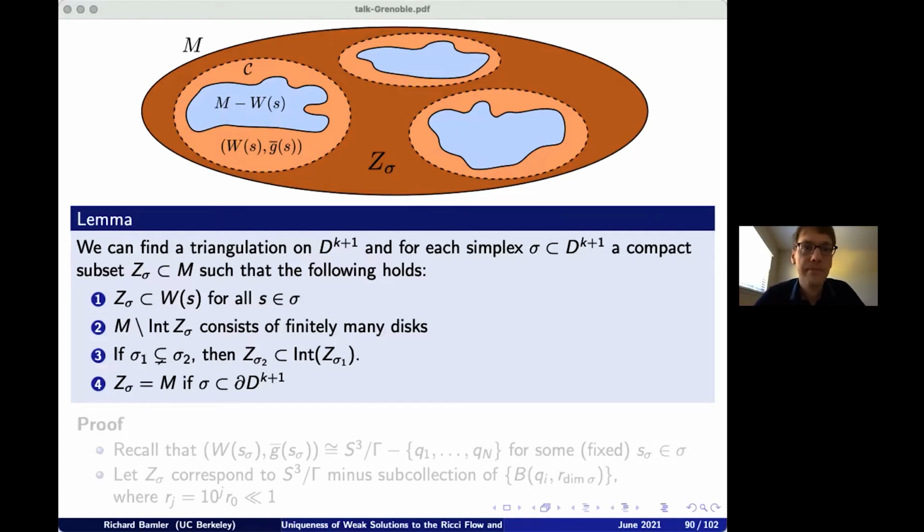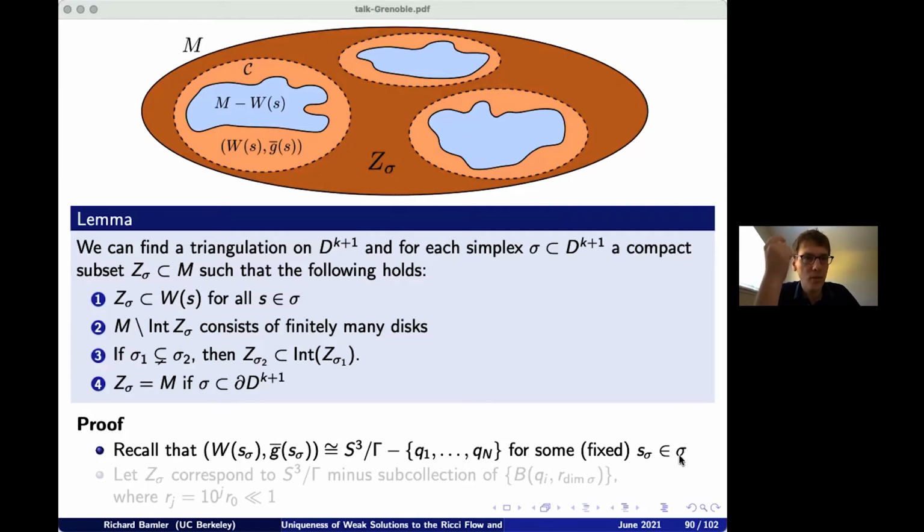Right? And okay, so how do we prove this? The proof here is relatively simple, and it's based on the following observation. So let me take some simplex sigma, and let me really assume that the simplex is really, really small. Then just fix some parameter in the simplex. Let me call it S sigma. And let me now look at W as sigma and G bar as sigma.